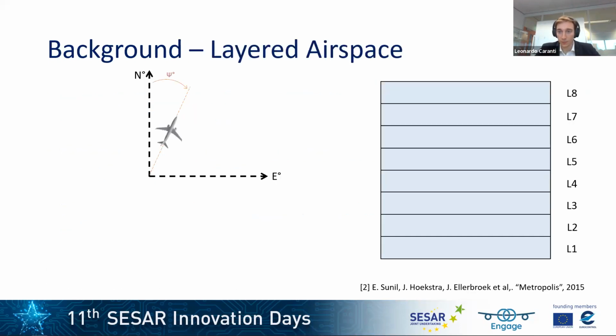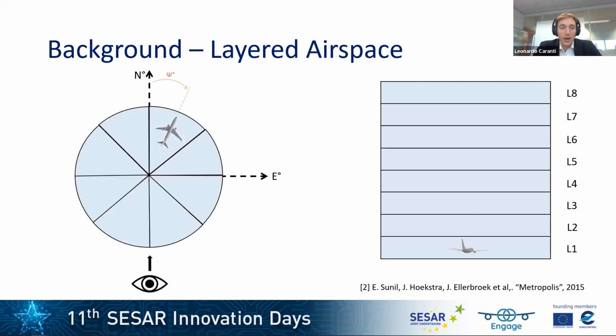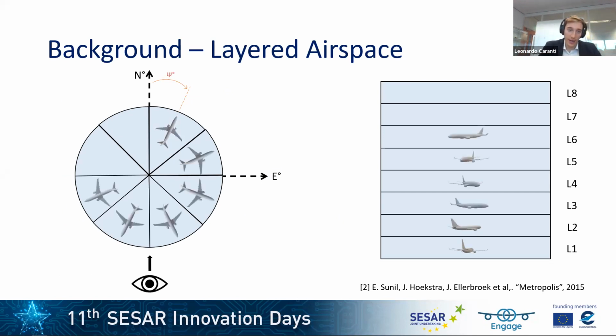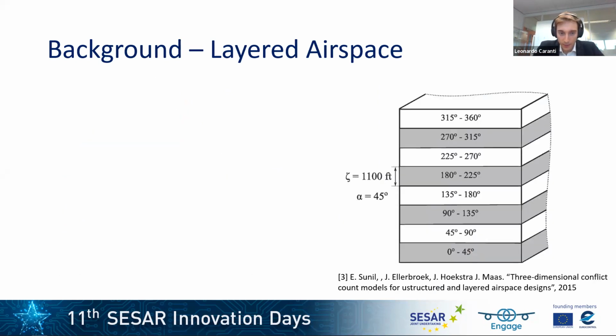This concept entails subdividing the airspace into many different layers, and one way to do this is based on the heading of each different aircraft. One way is to divide the whole heading range into 8 layers, like is done in this picture, and then each single aircraft can be assigned to their respective layer. Now, this was done in Metropolis with exactly 8 layers, and 2 main advantages were found.